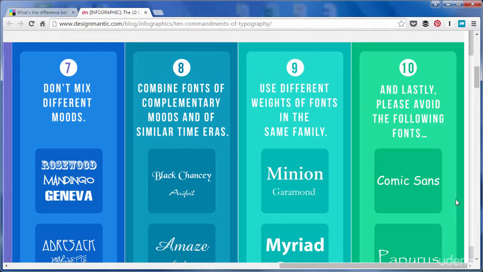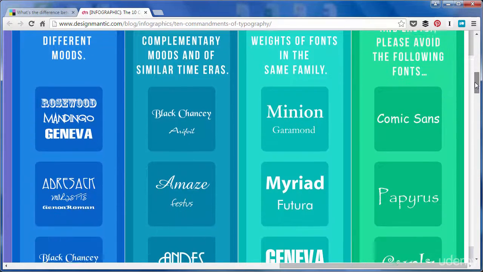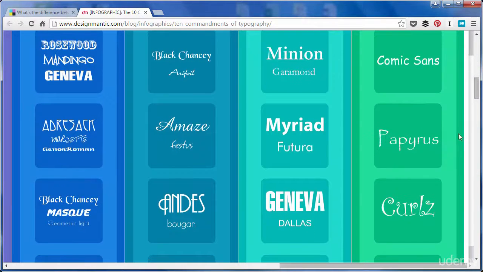The last rule is a kind of an appeal. It advises not to use some fonts that do not apparently make a good design. I have to say though that I have used both Comic Sans and Papyrus in specific situations while making animated text videos.